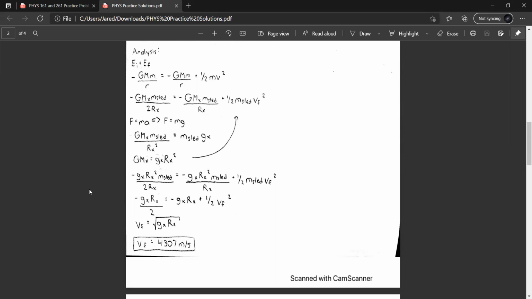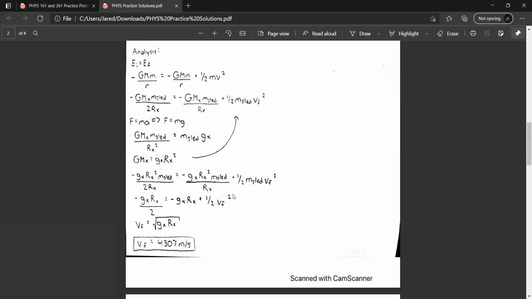If we set our two unknown variables, g and big M, equal to what we already know, Gx and Rx squared, we can substitute into this equation and get a new expression. When simplified and canceling out some of our unknown variables, we get negative Gx times Rx over 2 is equal to negative Gx times Rx plus 1/2 Vf squared.